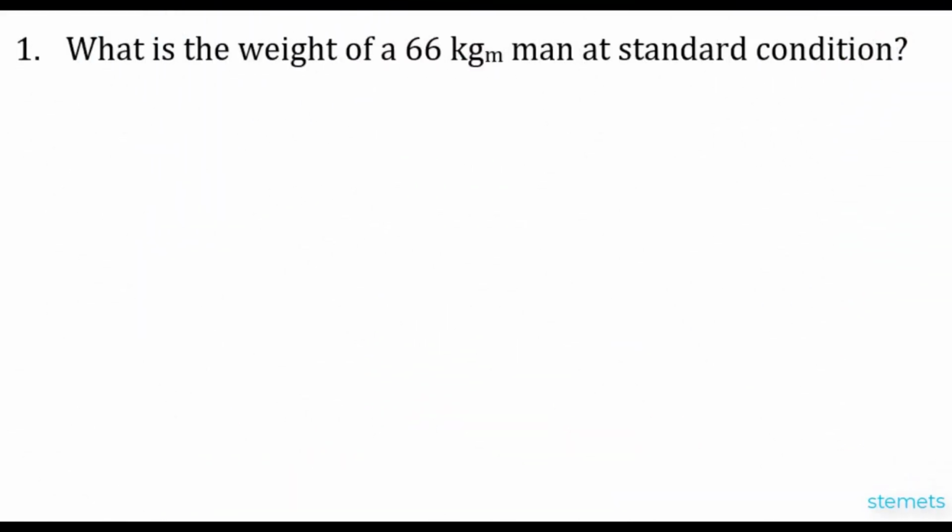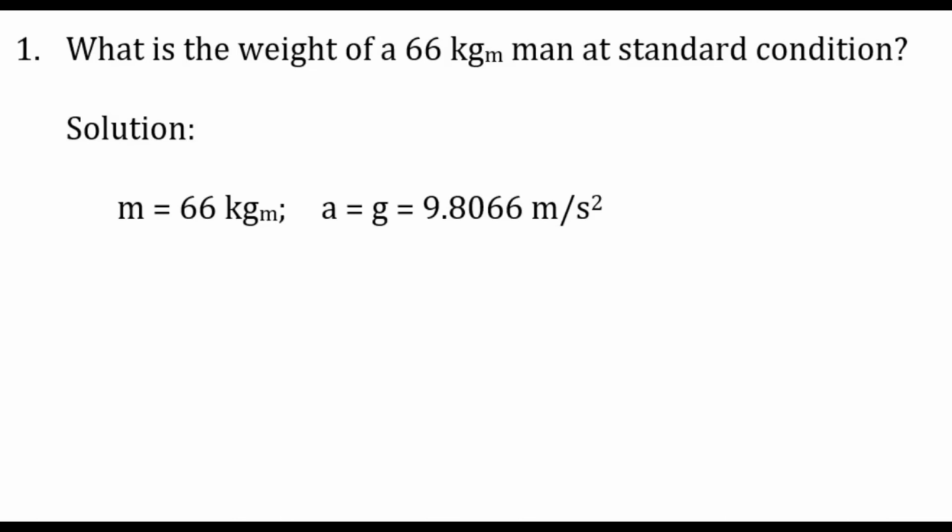Exercise number 1. What is the weight of a 66 kilograms mass man at standard condition? In our solution, it is much better to write the given. This is very helpful when solving complex problems in order to analyze the problem easily. So, we have the mass of 66 kilograms mass and the acceleration, which is equal to the standard gravitational acceleration of the Earth, 9.8066 meter per second squared.